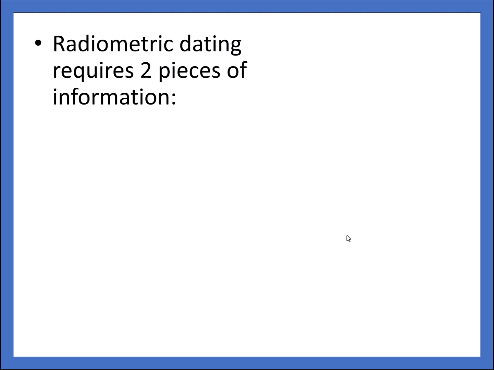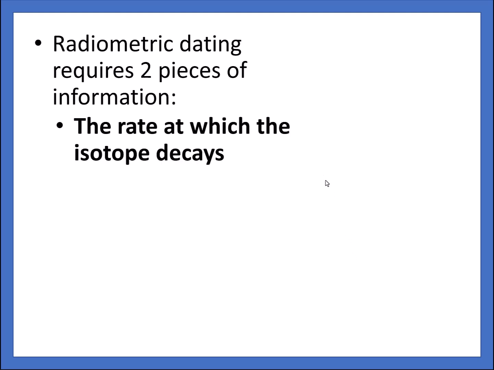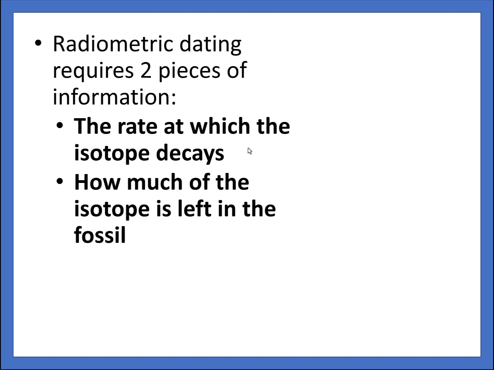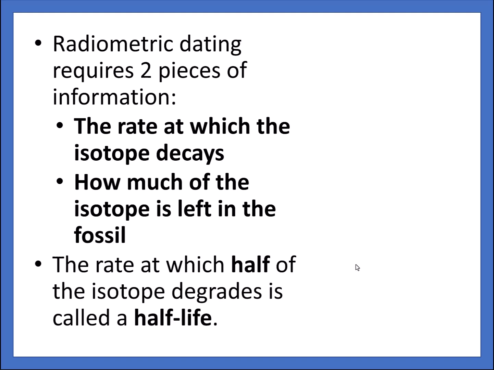Radiometric dating requires two pieces of information: the rate at which the isotope decays, because it needs to be consistent and we need to know that already, and how much of the isotope is left in the fossil, because if we know how much is left and how quickly it decays, then that can help us determine how long it's been decaying or how old the fossil is. The rate at which half of the isotope degrades is called the isotope's half-life.